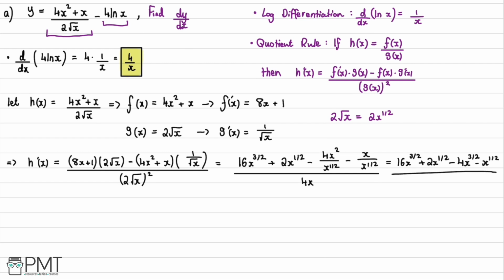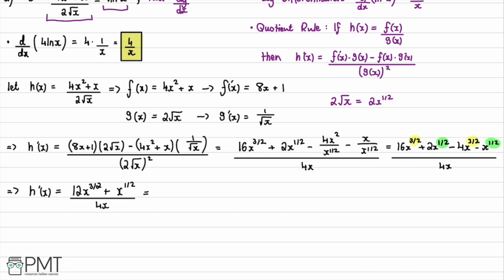And then once again, our denominator remains the same at 4x. So now we notice we have x to the power of 3 over 2 and x to the power of 3 over 2, and x to the power of a half and x to the power of a half. So what we can do is we can start to simplify things. So therefore, just rewriting this, we'll have h of x. So combining our 3 over 2 terms, we have 16 minus 4. So that's going to leave us with 12x to the power of 3 over 2. And then we have 2 lots of x to the power of a half, take away 1 lot of x to the power of a half. So that is going to leave us with positive x to the power of a half. And we don't forget to divide by 4x.